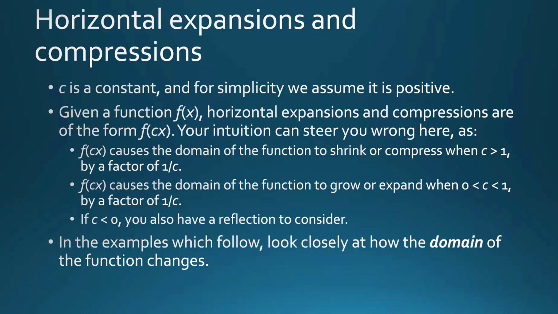Now we're making a change inside the argument. If you recall, when you talk about function notation, f of x, and you have this quantity x in the parentheses next to f, the x, or the content of the parentheses, is what we call the argument of the function. And so if you want to make a function compress horizontally or expand horizontally, you're going to be using the constant c as a multiplier inside the argument. And so f of cx is what results in a horizontal expansion or compression.